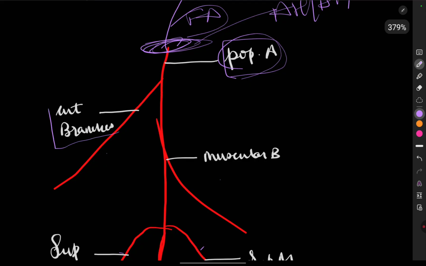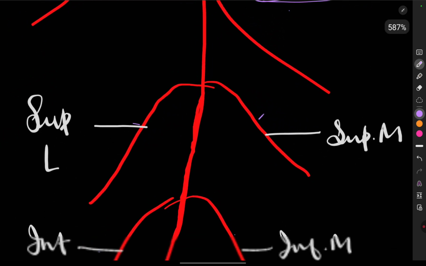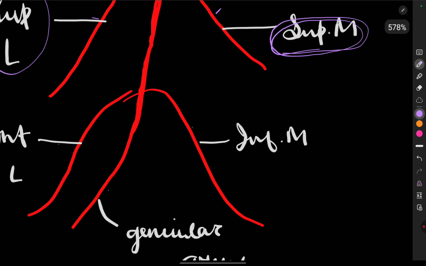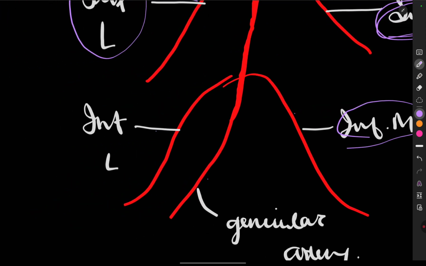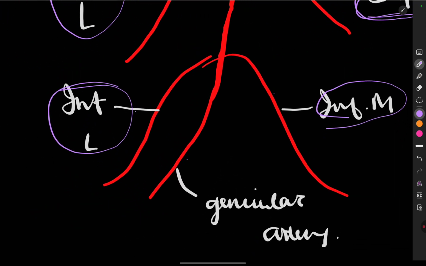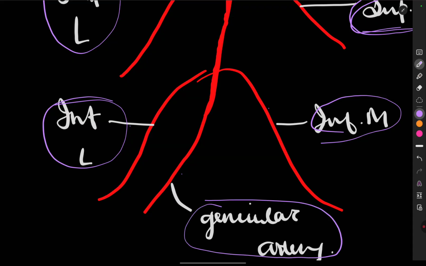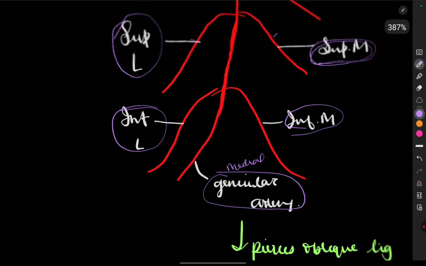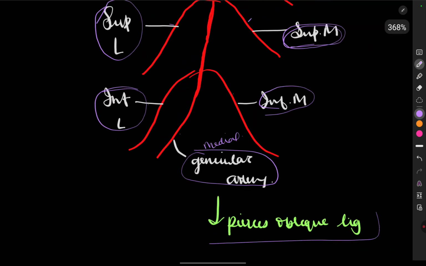So first one is the cutaneous branches. It gives cutaneous branches, it gives muscular branches, okay. Then it gives the superior medial genicular branch, superior lateral genicular branch, inferior medial genicular branch, and inferior lateral genicular branch, and the genicular artery in the middle, okay. So this is the medial genicular artery. It pierces the oblique ligament.